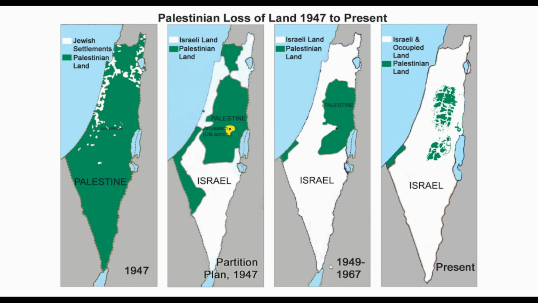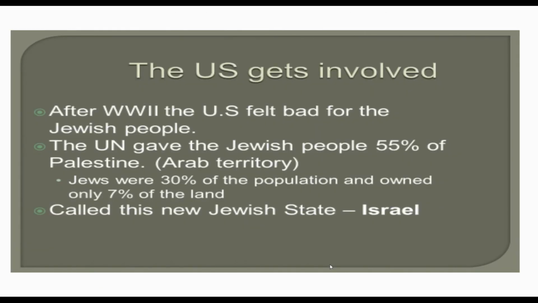And in 1949 to 1967, as you can see, the West Bank and Gaza became smaller. And at present, Gaza on the left side has seen no changes since 1949. And unfortunately, the West Bank is a very small, tiny area left when we compare 1949 to the present.